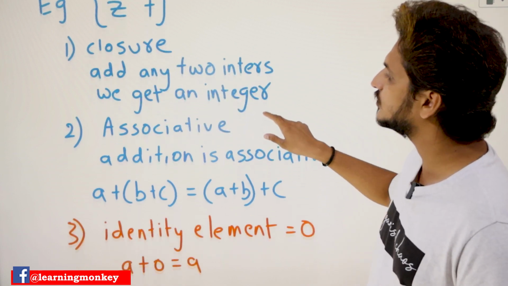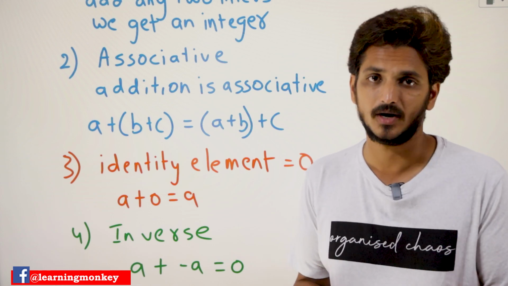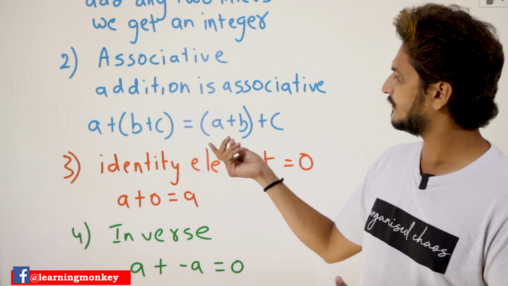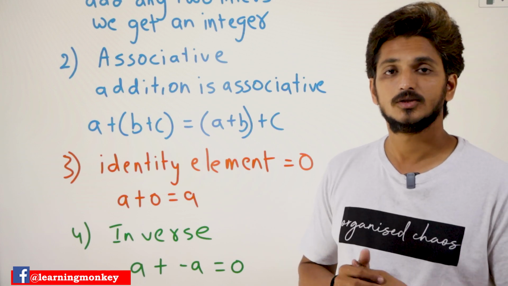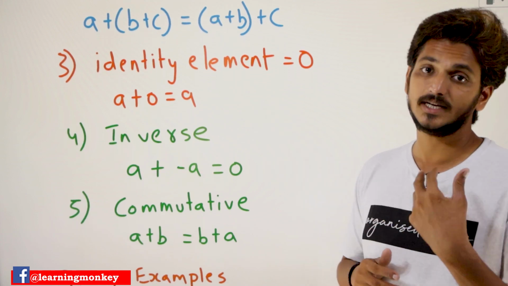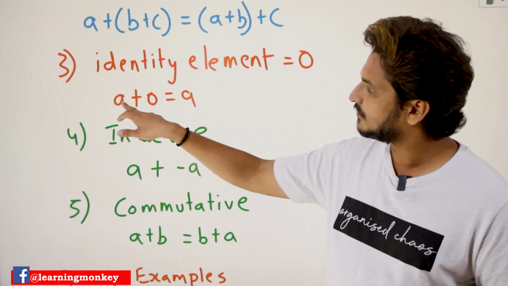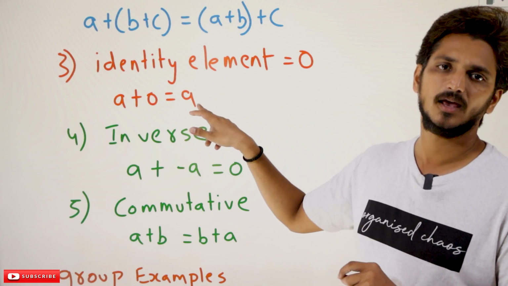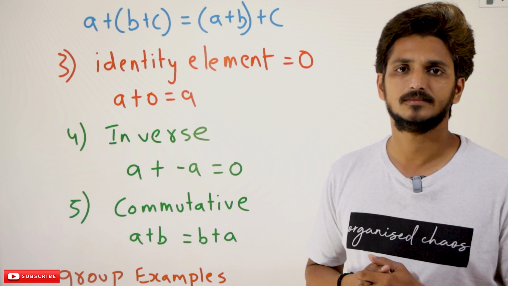The second one is the associative property. Addition always accepts the associative property. A plus B plus C is the same as A plus B plus C, grouped either way. You are going to get the same output, so it is satisfying the associative property. What's the identity element in the set Z? 0 is the identity element. For any number A, A plus 0 gives A. So 0 is considered the identity element for addition.